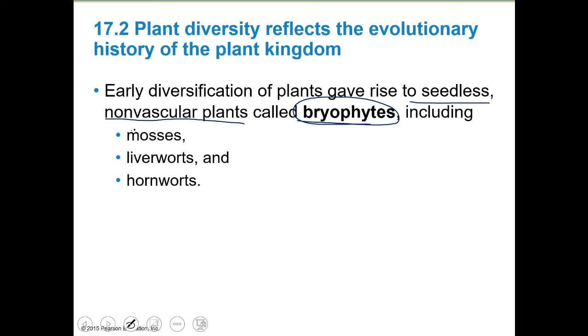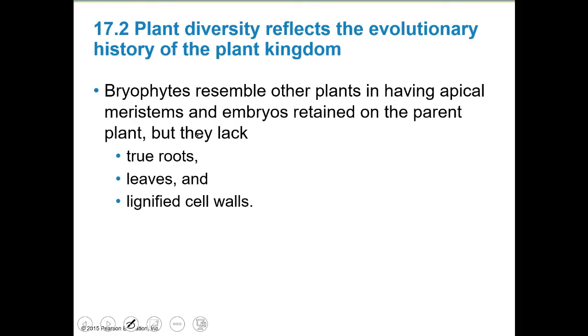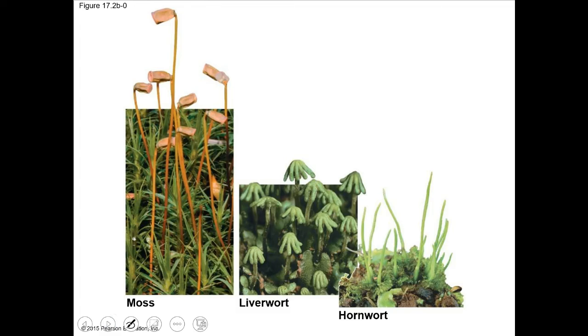Anyway, so we've got seedless non-vascular plants, which means they don't have seeds and they don't have vascular tissues. Bryophytes include mosses, liverworts, and hornworts. You're more typically going to find mosses. Bryophytes resemble other plants and they do have apical meristems, so they're going to grow at the top and at the bottom. And they have embryos retained in the parent plant. So they do still have embryos that are dependent on the parent, but they really don't have roots or leaves or lignified cell walls. They haven't made it there. But we say that they're simple or that it doesn't work, but obviously this is working for them if they're still around. There's still plenty of mosses, liverworts, and hornworts to occupy these spaces. So whatever it is that they're doing, evolutionarily, we can say it works because they're not extinct yet.